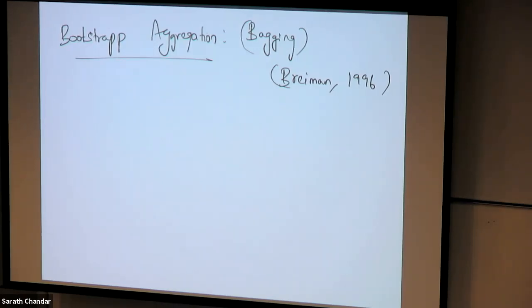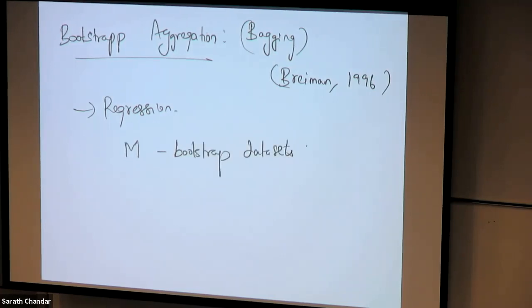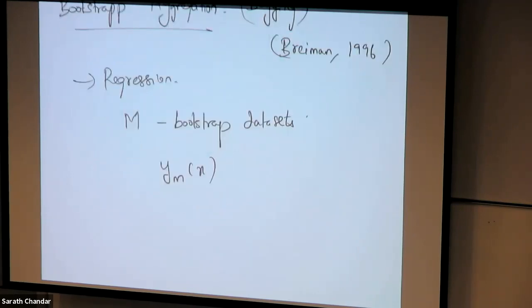Now, for example, let's consider regression. I'm going to do bagging for regression. Let's say I have M different bootstrap data sets, and I'm going to train M different linear regression models. Let us call them y_m of x. y of x is my linear regression, but I'm going to index it with y_m of x. Is that clear?